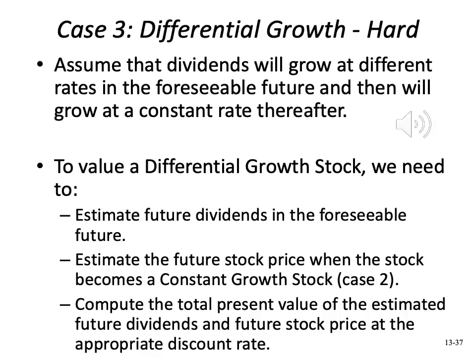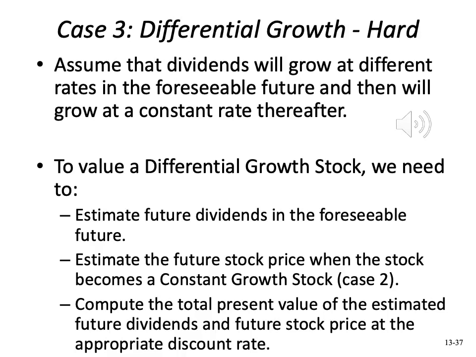In the last case, we're going to calculate the differential growth model. Well, here we are going to assume the dividends will grow at different rates in the foreseeable future, and then will grow at a constant rate forever. For example, a startup company, in the foreseeable future, say the next 3 years, the growth rate is going to be really high, say 50% a year. And then after 3 years, it becomes a mature company. The growth rate will be stabilized at, say, 3% forever, right? How do we value a stock like that?